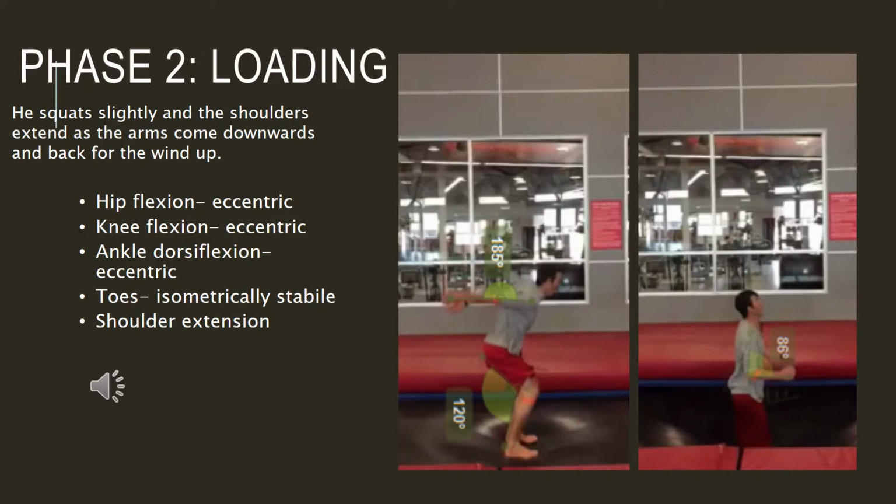In phase 2, we have the loading. He squats slightly and the shoulders extend as the arms come downwards and back for the windup.